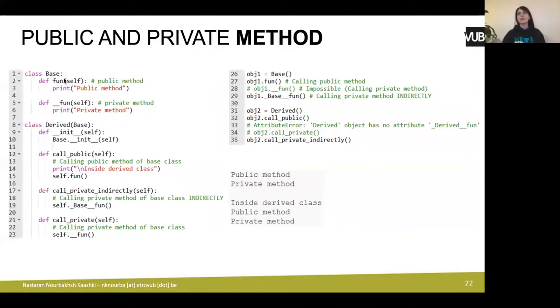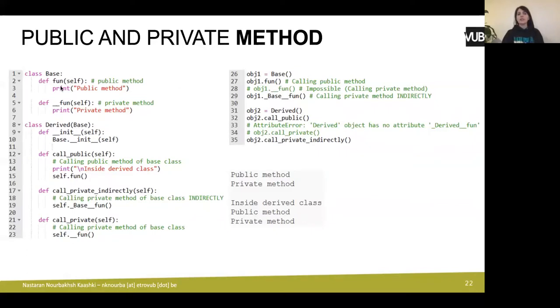I didn't give you an example of a protected one because, as I told you, protected members technically won't bring anything special for you. It's just a way that the developer is trying to communicate with you. So I have a public and a private member. The derived class is inheriting the base class here.